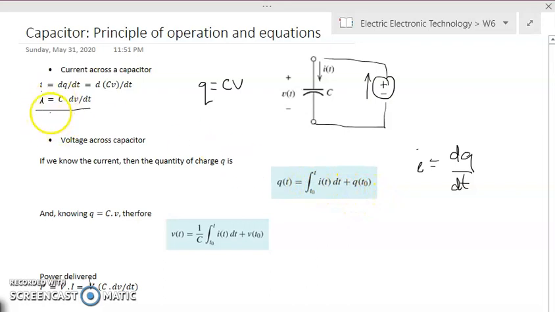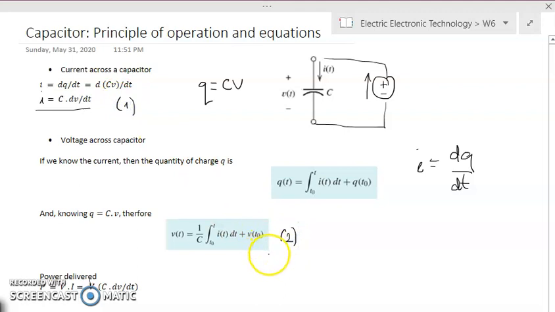And now we know two things: I equals C dV over dt, and Q equals the integral of I(t) dt. Knowing that also Q equals CV, we can therefore write the voltage across the capacitor equals a constant 1 over C, the integral of I(t) dt, and of course plus V(t0), the initial condition of the voltage at time 0, right? So that is for voltages. So now we know two equations. The first one is the current, the second one is the voltage.